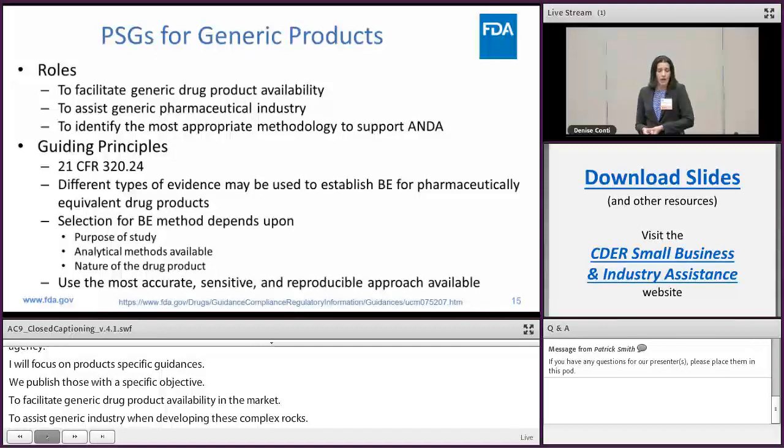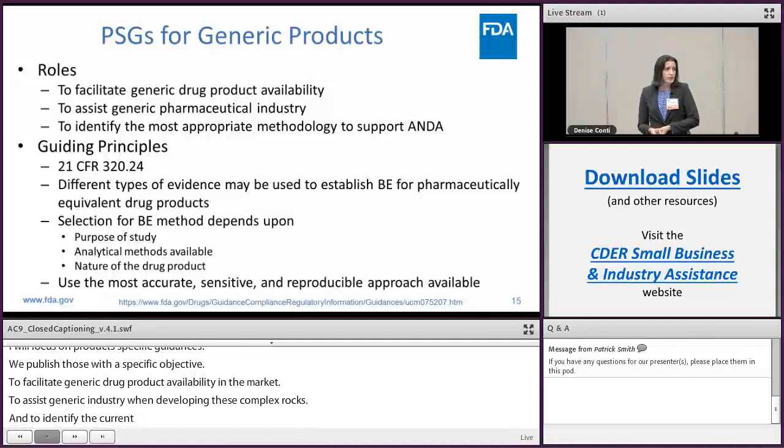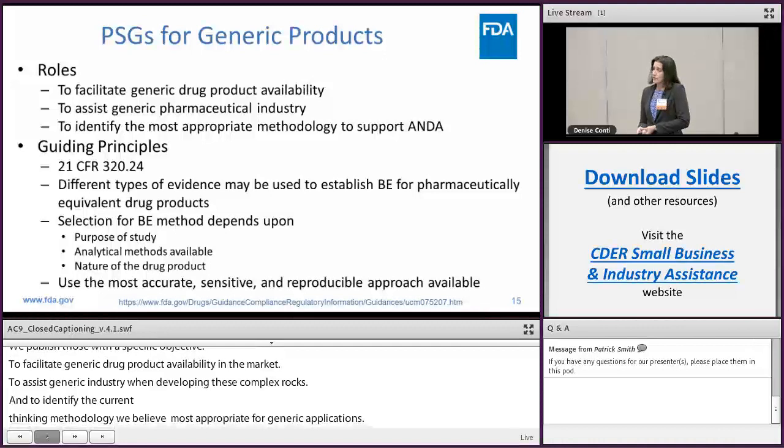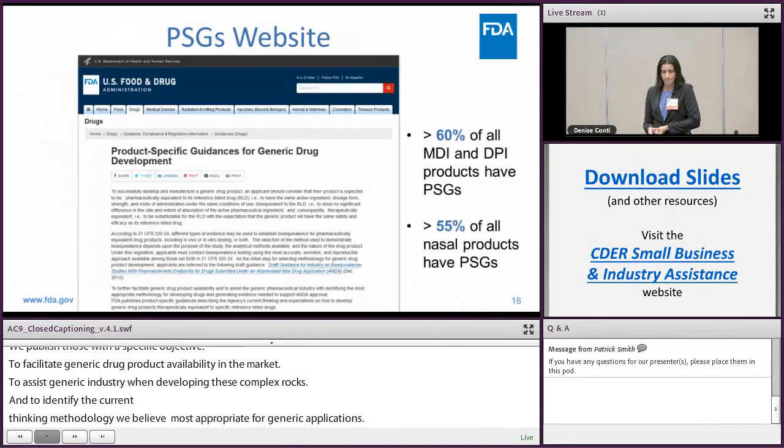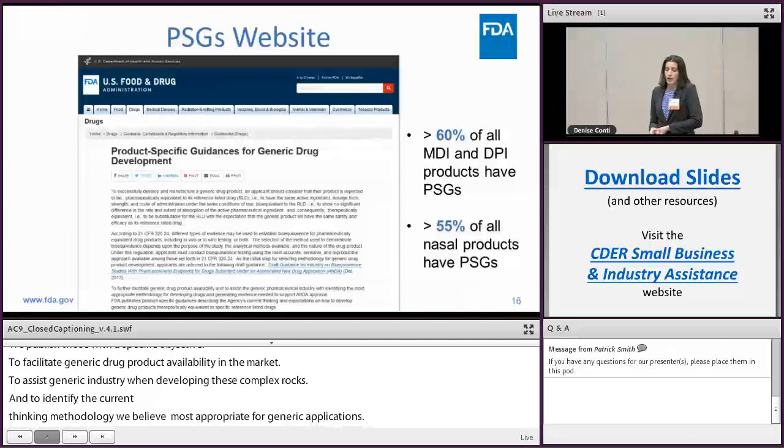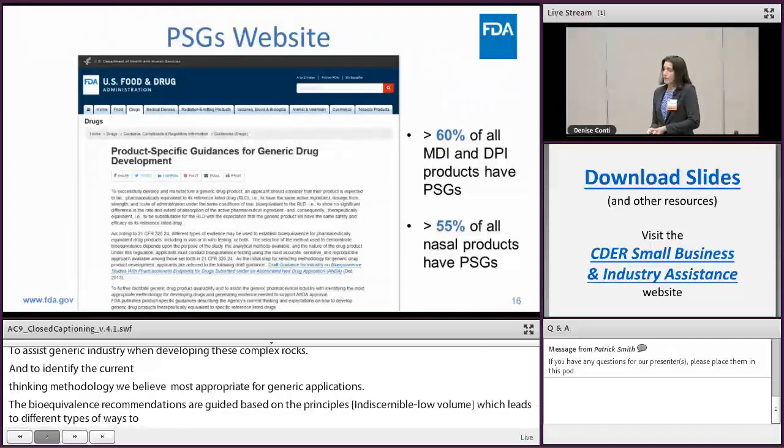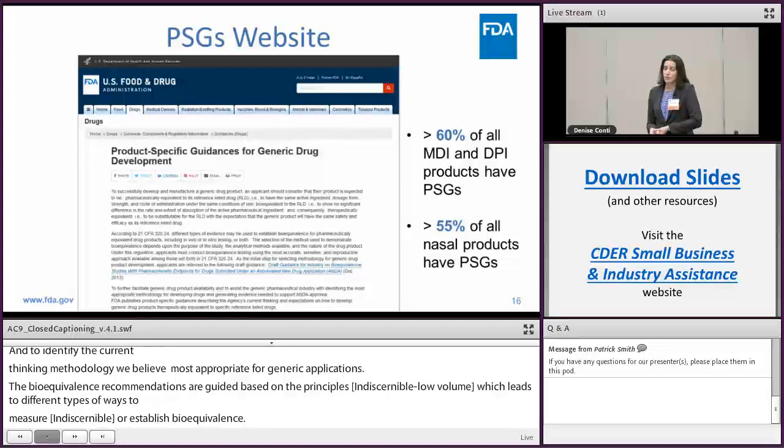The bioequivalence recommendations in PSGs are based on the principles in 21 CFR 320.24, which lists different types of ways to measure bioavailability or establish bioequivalence. So considering all MDI and DPI products and also nasal products we have in the market, currently we have about 55 to 60 product-specific guidances for these products.